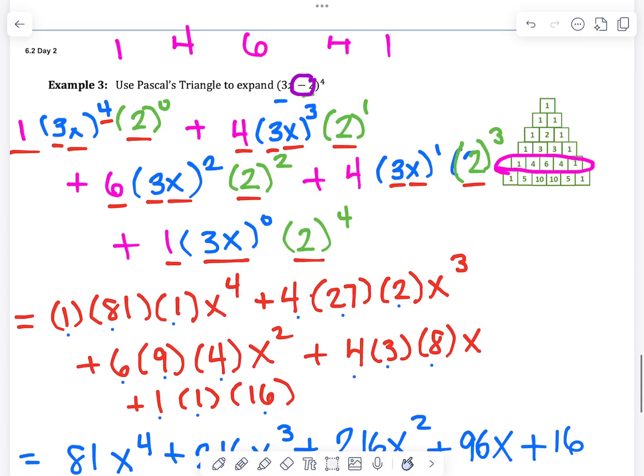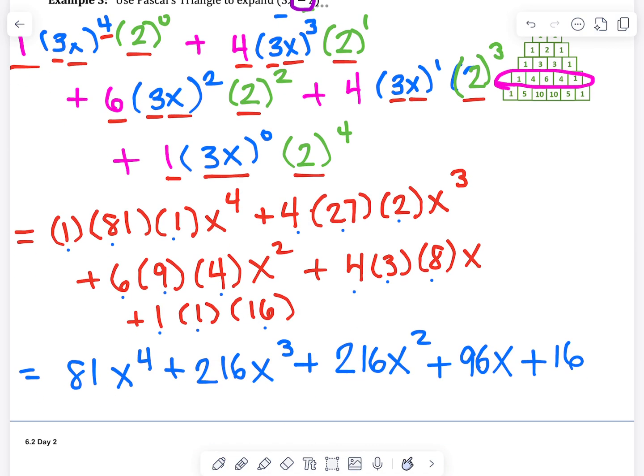So what I tell my students to do is just to sign change. So the first is positive, and then we change this term to a negative, and then keep the positive, and then change this term to a negative. So we have sign changes. We go from a positive to a negative to a positive to a negative to a positive. That's what happens when you have a subtraction of that binomial.